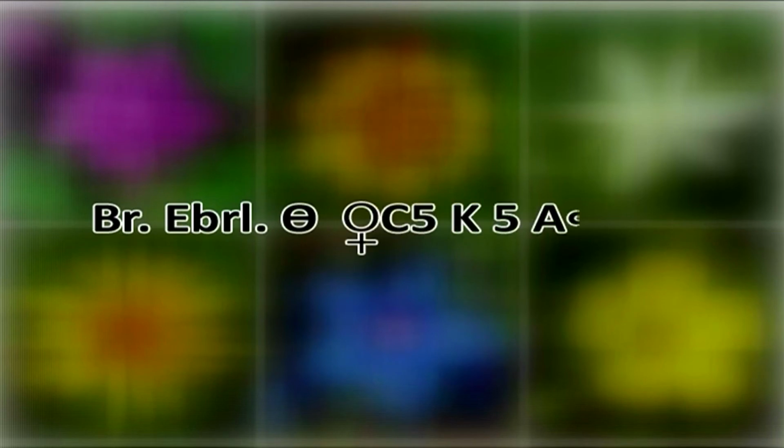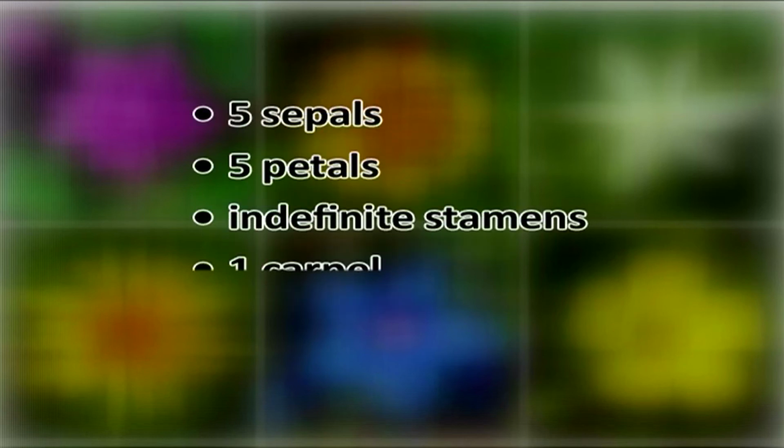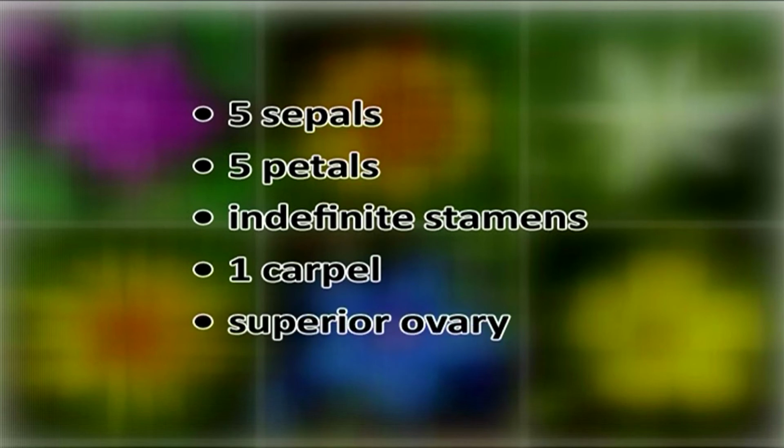Now, we come to floral formula. A floral formula is a way to represent the structure of a flower using specific letters, numbers and symbols. Taking this as example, Br, Ebr, %, ♀, K5, C5, A∞, G1, the above formula will be for a flower which is bracteate, abracteolate, zygomorphic, pistillate with sepals 5, petals 5. Stamens indefinite, carpels 1 with superior ovary.